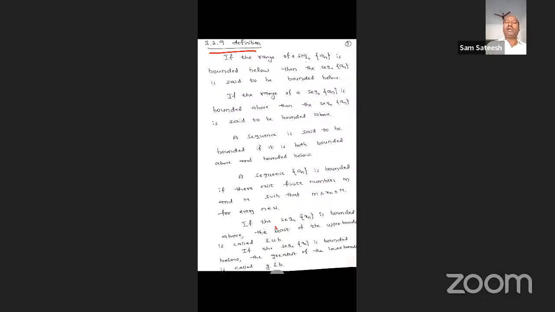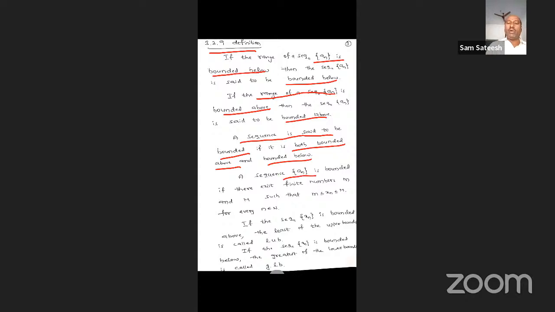Here you see, range bounded below means the sequence an is bounded below; the sequence is called bounded below. Suppose the range of a sequence an is bounded above, then the sequence is bounded above. A sequence is said to be bounded if it is both bounded above and bounded below. Bounded means bounded above and bounded below.